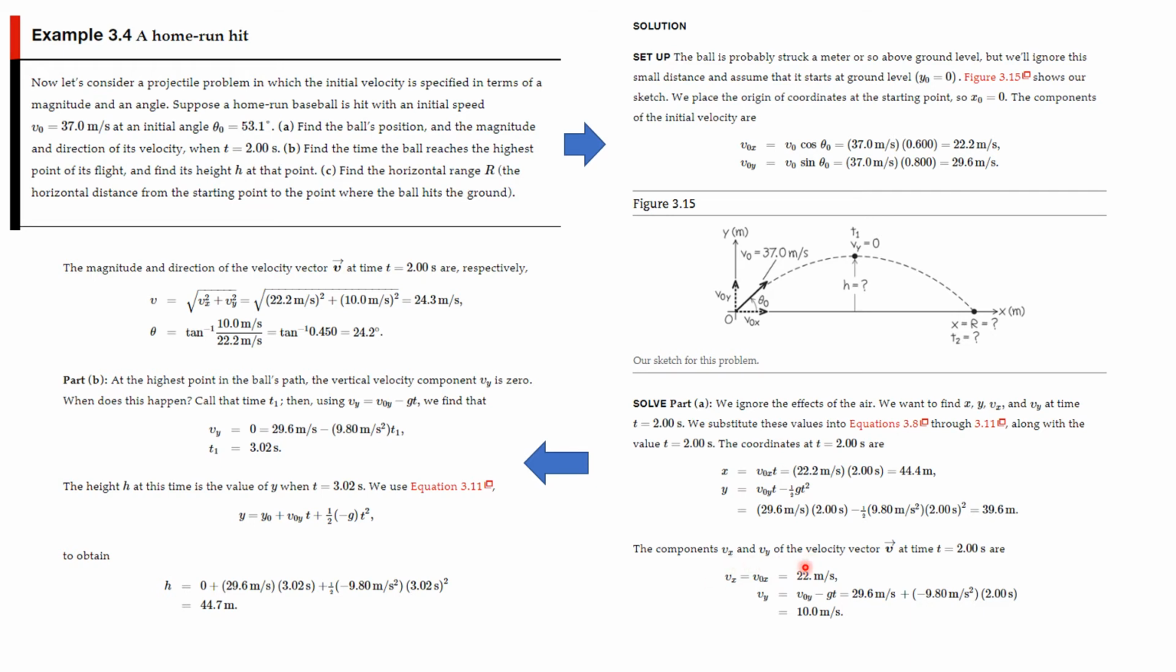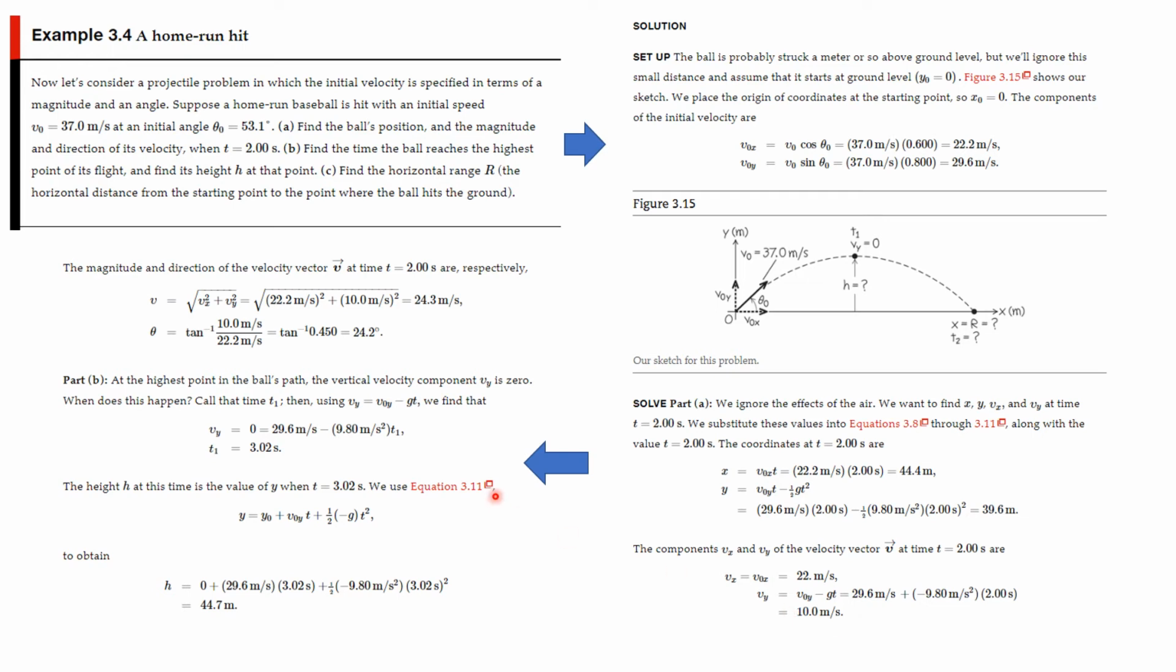Now, the components of v sub x and v sub y in the velocity vector at time t are, well, v sub x never changes, so v sub x is equal to v0x, and that's 22 meters per second. Vy, though, changes. It starts at 29.6 meters per second, but then gravity slows it down. And so what happens at t equals 2 is I get 10 meters per second. It's still going up.